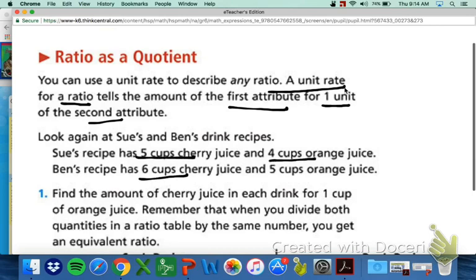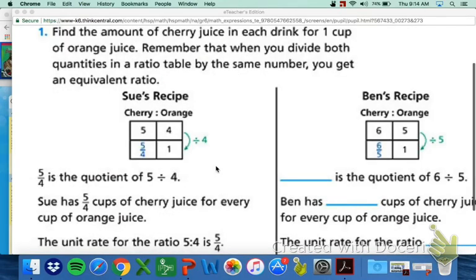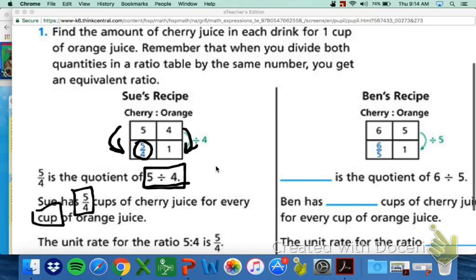Ben has 6 cups to 5 cups. So for Sue's recipe, if we want to reduce the orange to 1 and thus find the unit rate, we divide by 4, which means we also have to divide by 4 over here, which results in 5 being divided by 4, right here. 5/4 is the same thing as if you had divided 5 by 4. So she has 5/4 of a cup of cherry juice for every 1 cup of orange juice.